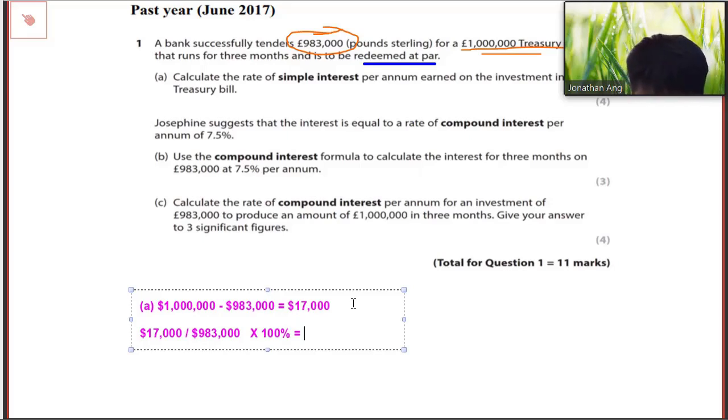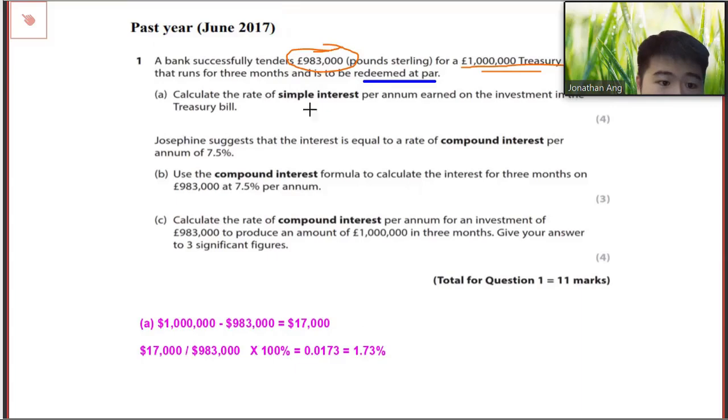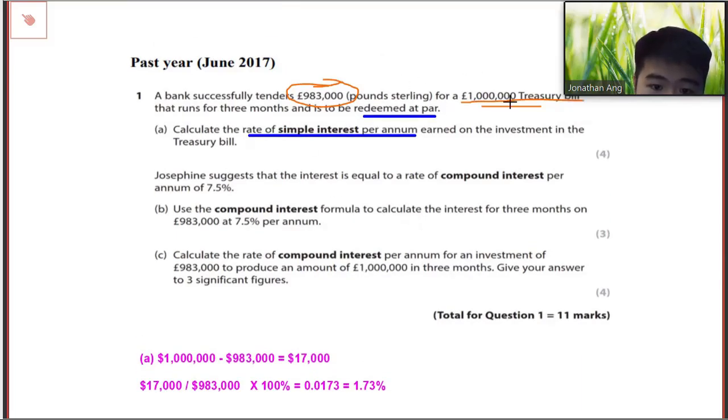You will get 0.0173, which translates to 1.73%. So this 1.73% is not for 1 year. The question says that you have to calculate the rate of simple interest per annum, but this treasury bill is running for 3 months only.